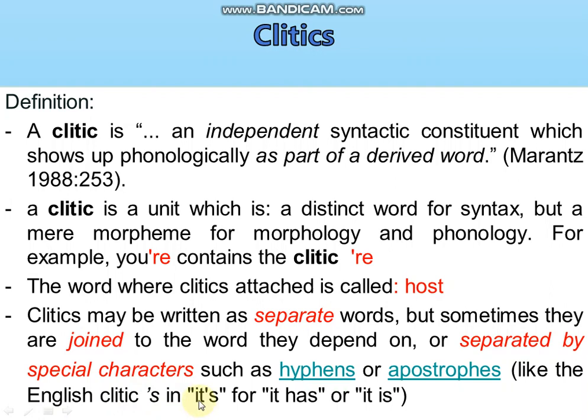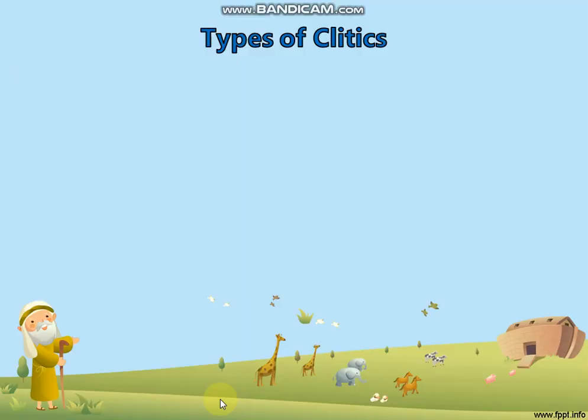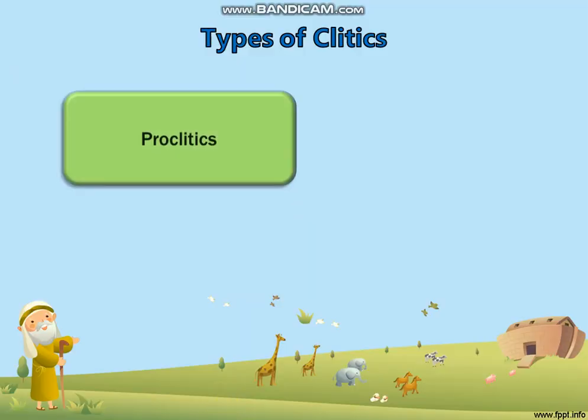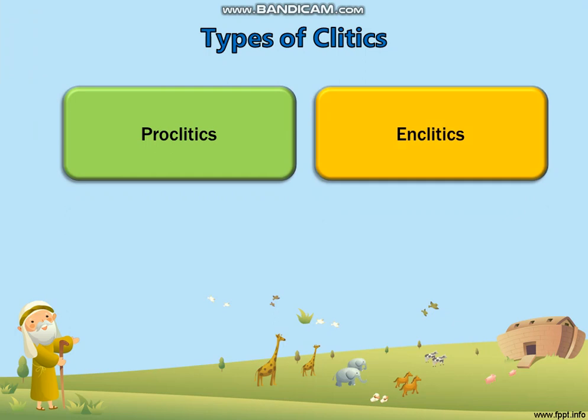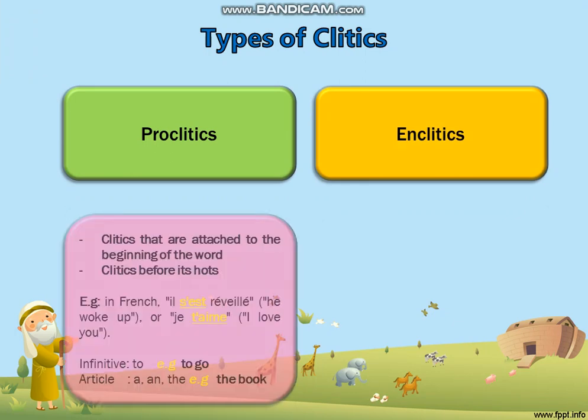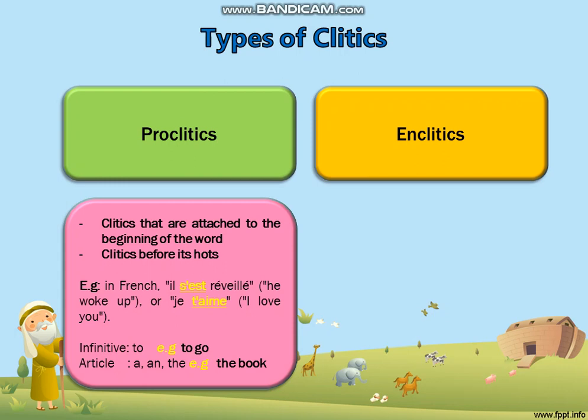Actually, the basic form is it has or it is. It here is host. Apostrophe s here is clitic. Okay. There are two types of clitics, proclitics and enclitics. What is proclitics? Clitics before its host. Okay. Clitics that are attached to the beginning of the word.